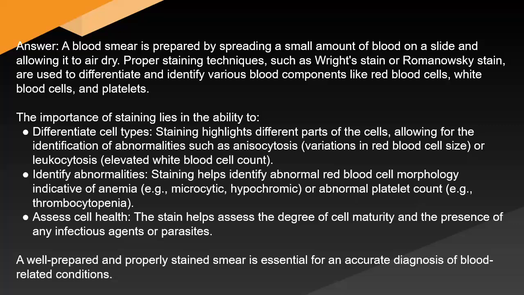Staining highlights different parts of the cells, allowing for the identification of abnormalities such as anisocytosis, variations in red blood cell size, or leukocytosis, elevated white blood cell count. Identify abnormalities. Staining helps identify abnormal red blood cell morphology indicative of anemia, e.g. microcytic, hypochromic, or abnormal platelet count, e.g. thrombocytopenia. Assess cell health. The stain helps assess the degree of cell maturity and the presence of any infectious agents or parasites. A well-prepared and properly stained smear is essential for an accurate diagnosis of blood-related conditions.